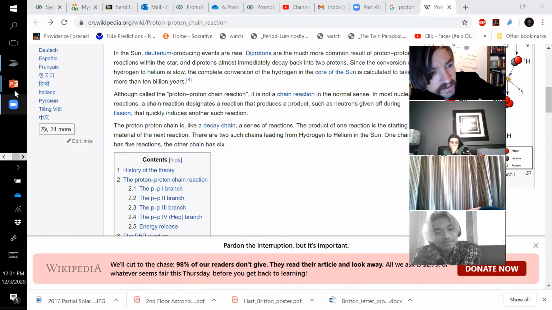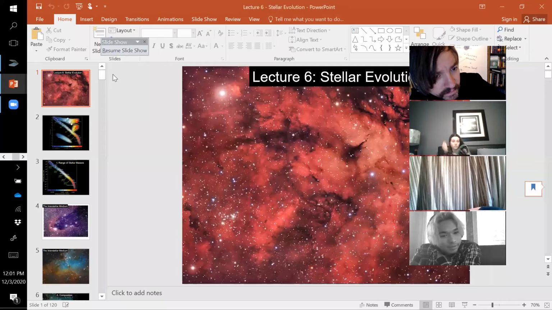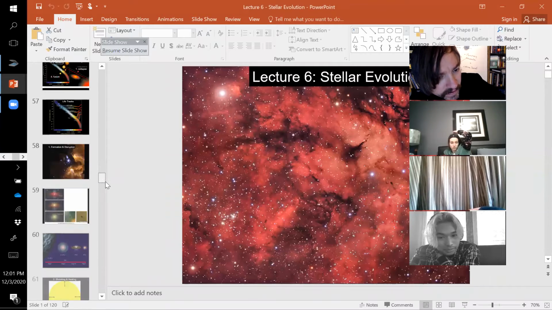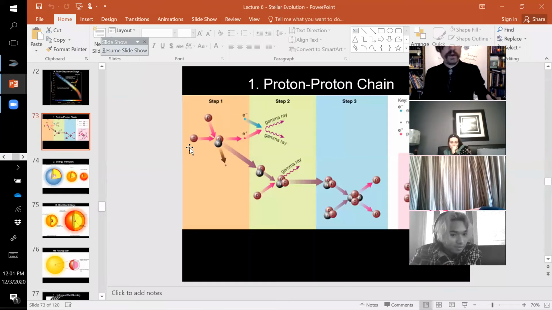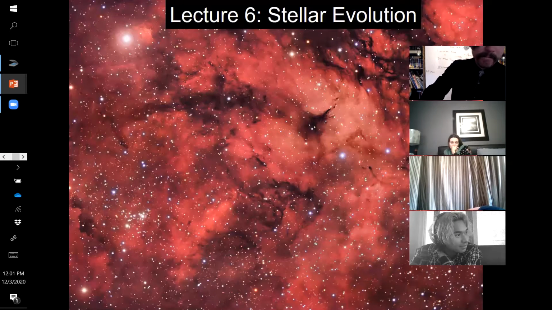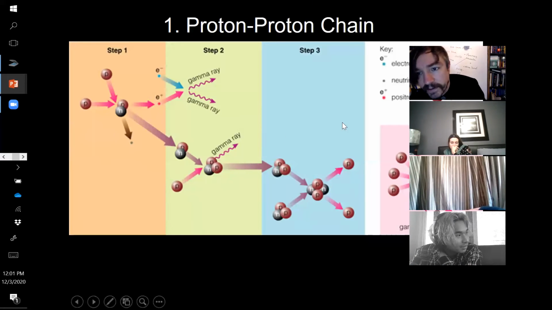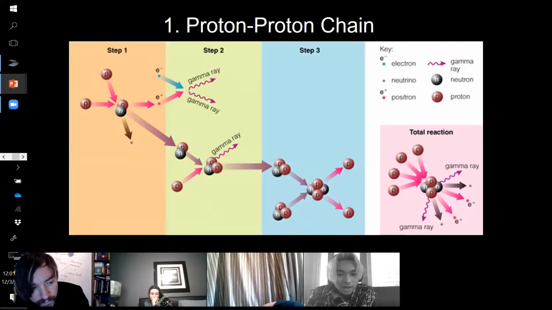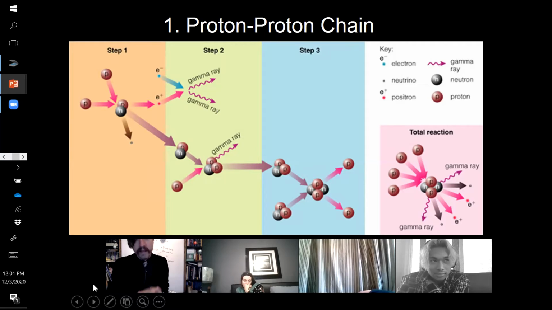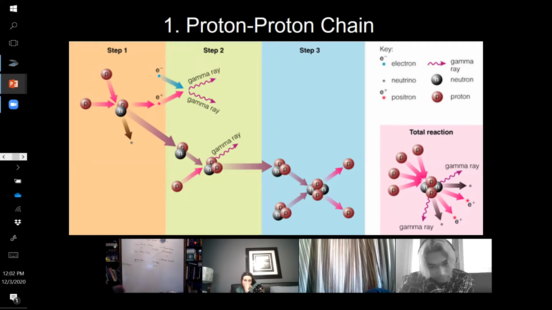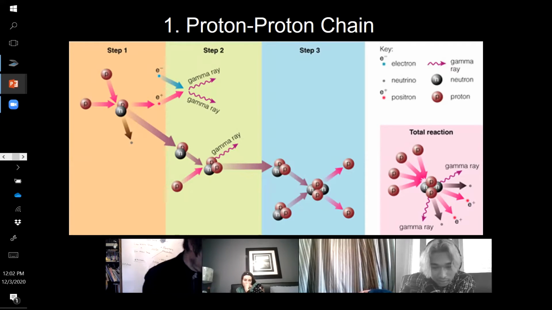Let's look at our slides. Let's do some membrane. We need to do some good membrane here. What is the overall net reaction of the proton-proton chain? Hint, look for the pink box. Come on.